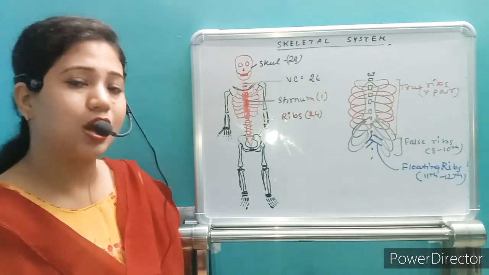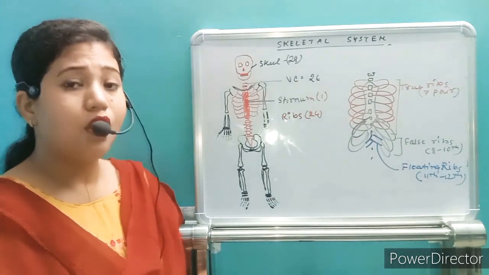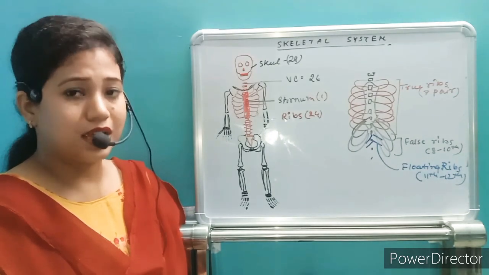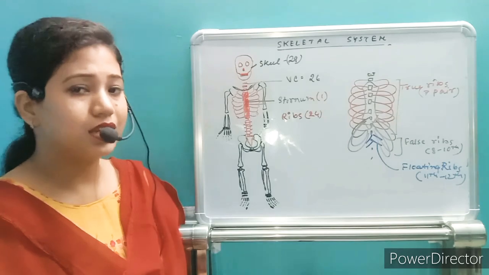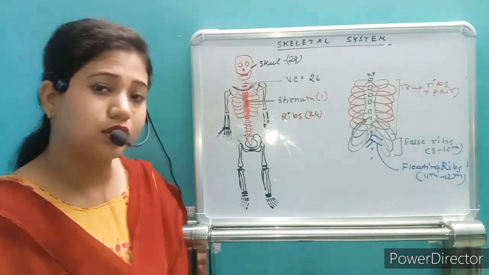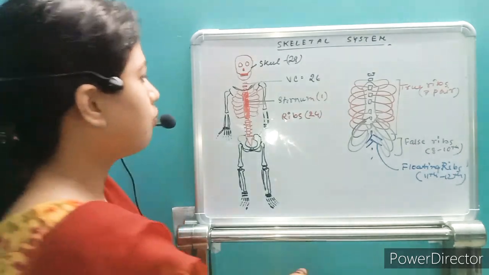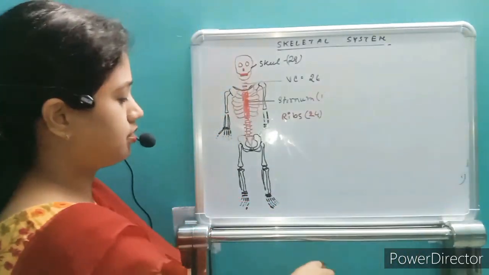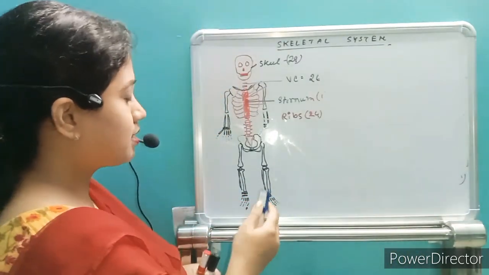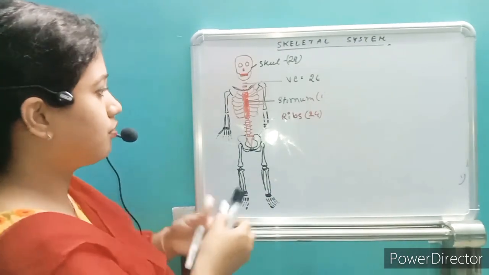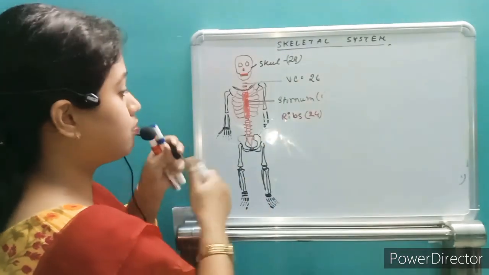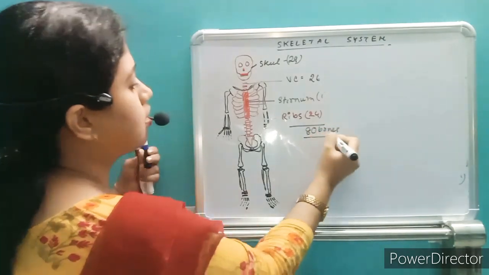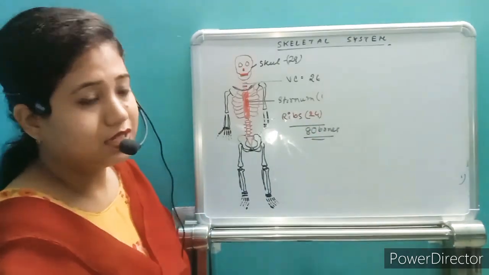So these are the ribs. How many ribs do we have? 12 pairs. First to 7th the true ribs, then 8, 9, 10 false ribs, and 11 and 12 are called the floating ribs, right? So that is what we have discussed about the axial skeleton. Okay, in the axial skeleton, how many bones do we have? We have 80 bones. If you count, you will get 80 bones, right? Remember, we are going to have 80 bones.